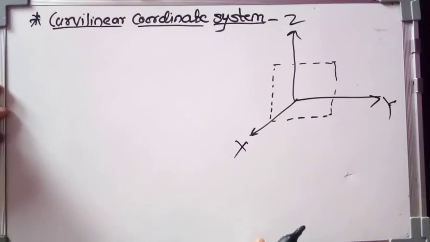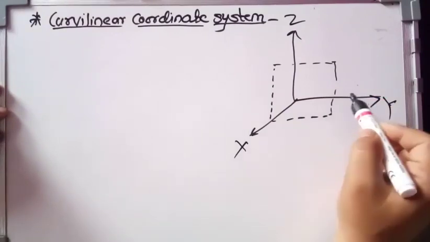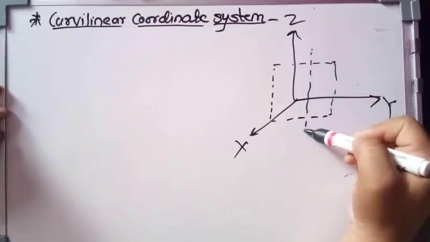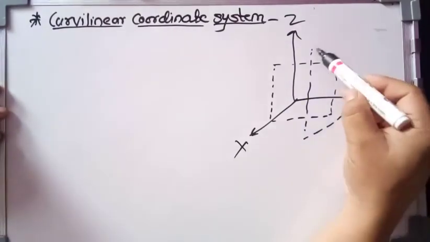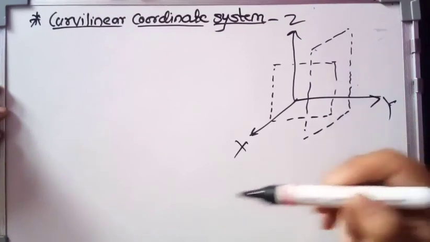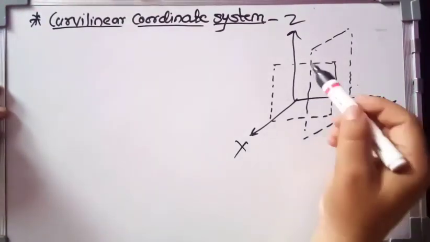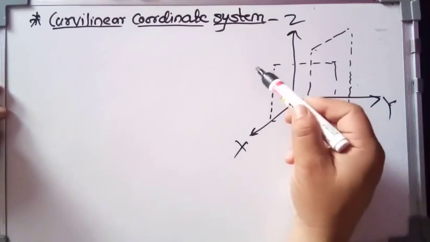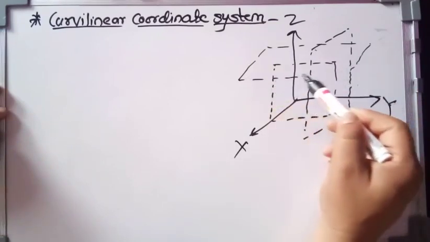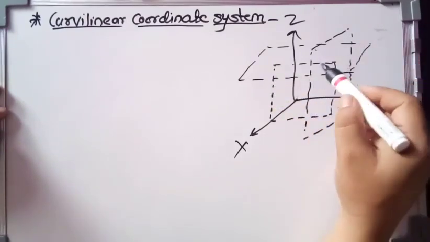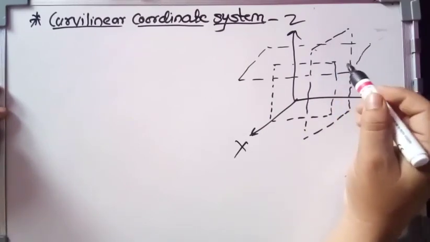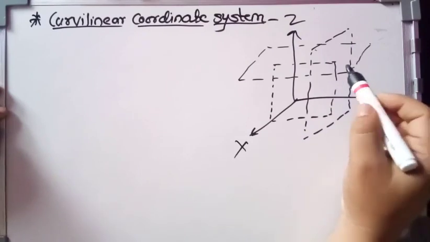Then y equal to constant. This is one plane, where y equal to constant. For this plane the y coordinate is constant, and z equal to constant. This is a plane for which z equal to constant, and we get the intersection of these three planes, known as the point of intersection.